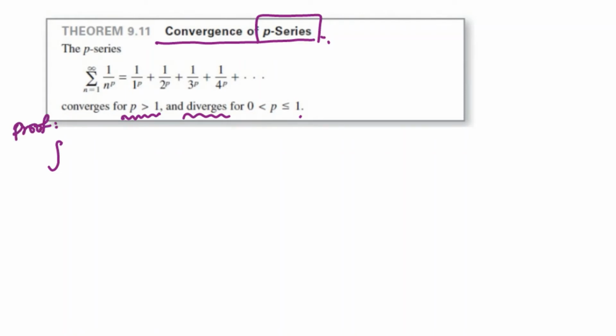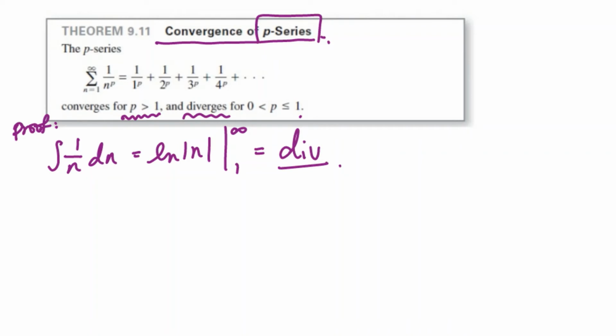We can use the integral test. So the integral, let's say 1 over n, gives ln absolute value of n, and we evaluate from 1 to infinity, so that diverges. How about the square root of n? In this case, p is 1 over 2.